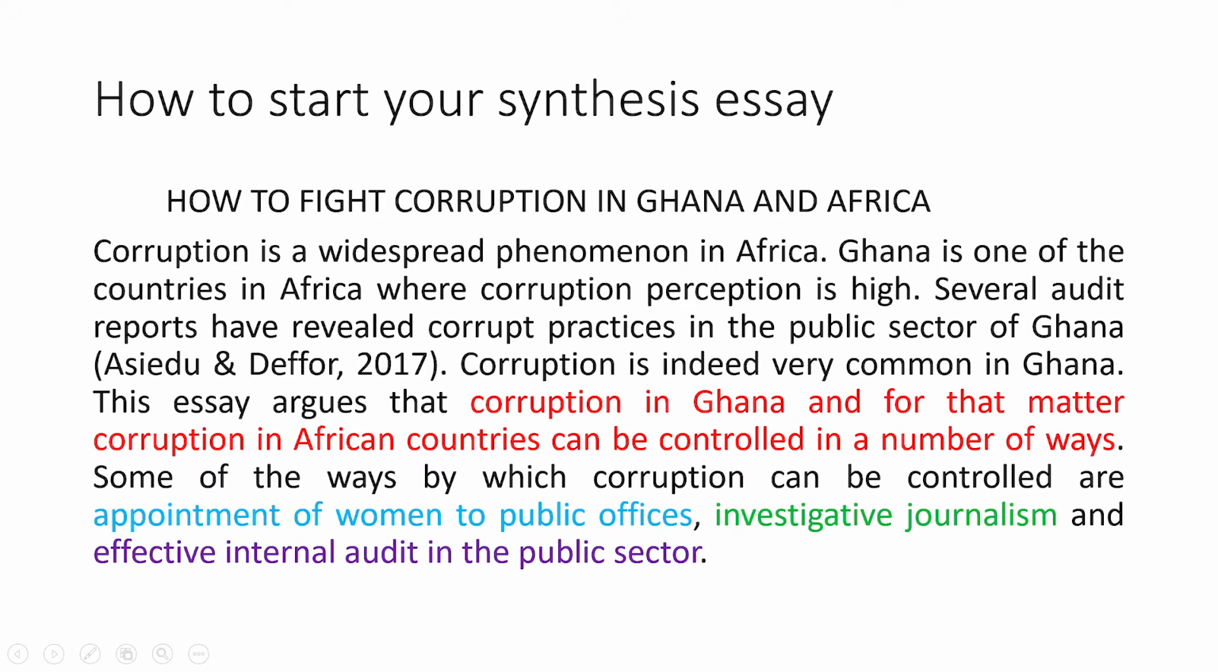Some of the ways by which corruption can be controlled are, and then he provided 3. Appointment of women to public office, 1. Investigative journalism, 2. And effective internal audit in the public sector, 3. So this is the ideal way to write your synthesis essay, so that we know exactly what the body of the essay is going to contain. So the next paragraph, which is the first body paragraph, will focus on the discussion of one of the main points listed here. That is appointment of women to public offices. Great.